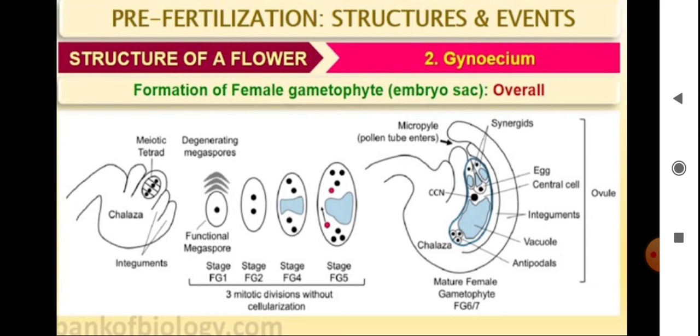Then what happens? The single functional megaspore undergoes mitotic division. It will be a 2 cell stage. Those 2 again undergo mitotic division. You will be getting 4. And those 4 undergo mitotic division. You will be getting 8. So here, 3 out of 8 remain in the chalazal region and 3 move towards the micropylar end. The chalazal region has the antipodals and the micropylar end is the egg apparatus region. The remaining 2 nuclei remain in the center. So this is how the mature female gametophyte process takes place.